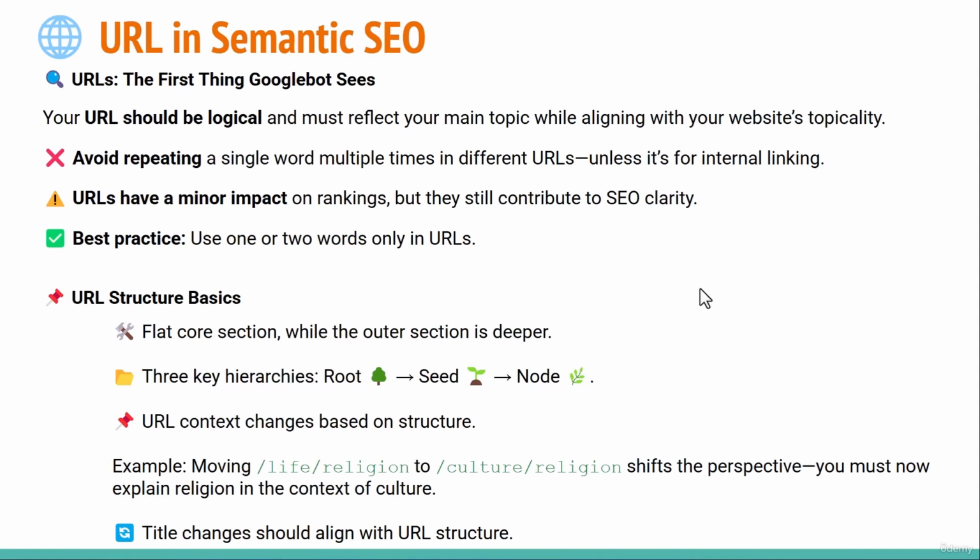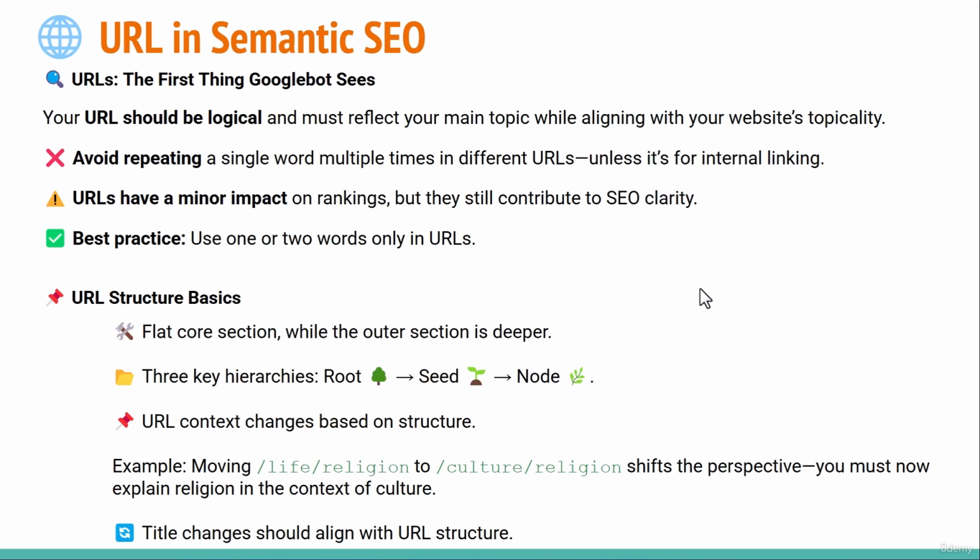Hello! In this video, we will learn about URL optimizations within the core framework and some very useful things that Sir Corey has shared. The first thing you should know is that when the Google bot comes to our page, the very first thing it looks at is the URL of our page. Your URL should be logical and reflect your main topic in every respect.